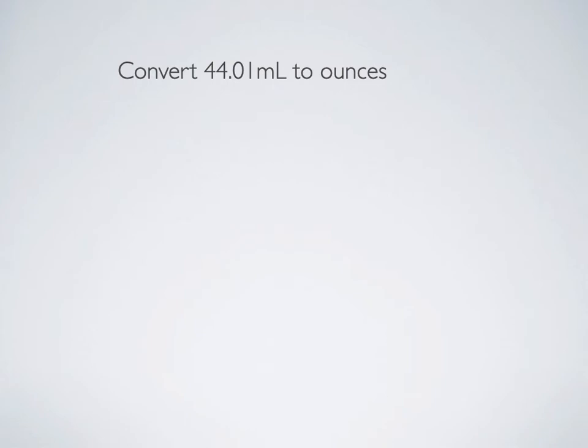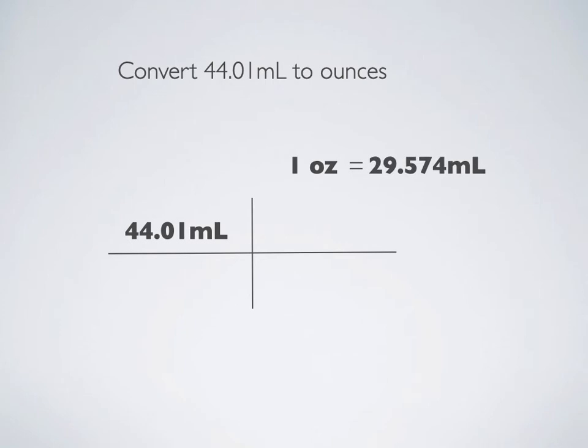Okay, so hopefully you paused the video, hopefully you worked through the problem. First thing you need to do, set up a game board. Given piece of information, 44.01 liters goes in the top left. I'm using the conversion 1 ounce equals 29.574 milliliters. You could have used the 1 milliliter equals some decimal of an ounce. It doesn't matter which one you use. You just have to make sure you pull it off the table right.